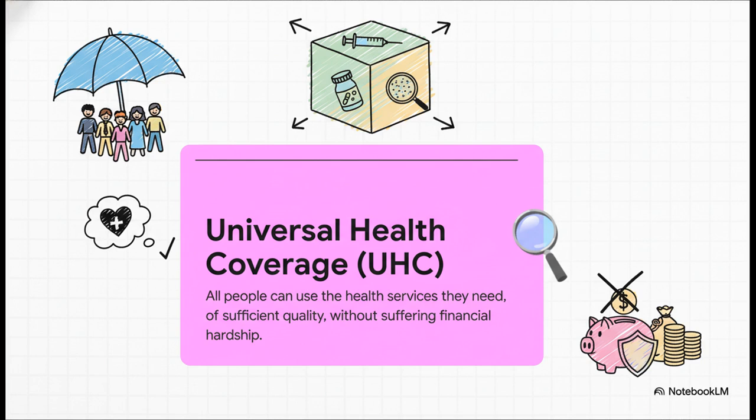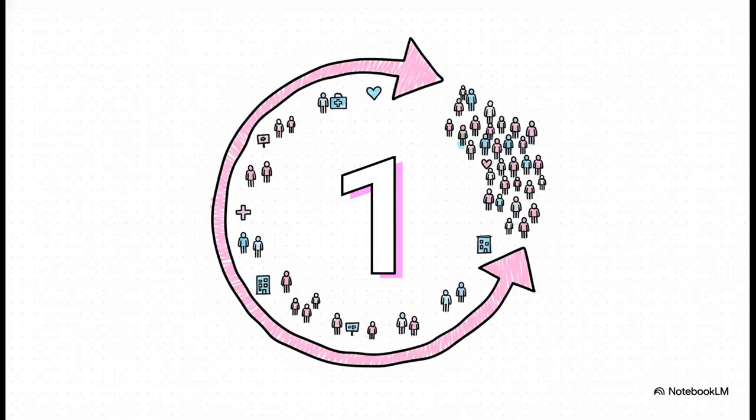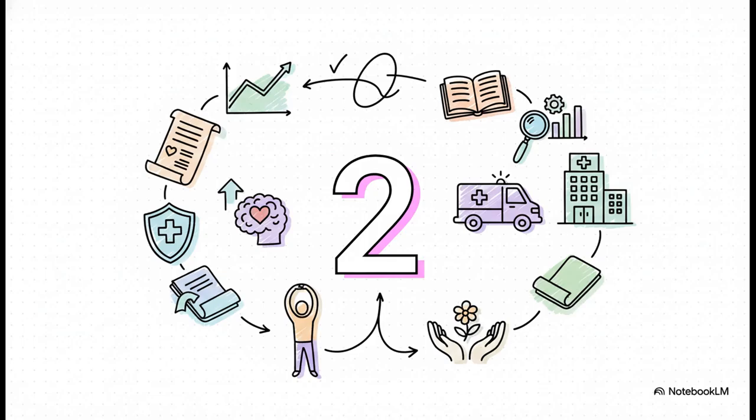The best way to break this down is by using something called the UHC cube. Let's look at the first side of the cube. This one is all about the population. Basically, who is covered? What slice of the population is actually included in the system? The goal here, obviously, is everyone. Next, we've got this second dimension: services. This asks what's actually covered. We're not just talking about a trip to the emergency room. A really solid system covers the whole spectrum, from preventative checkups all the way to long-term care.